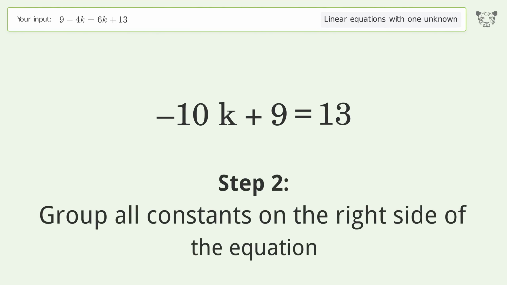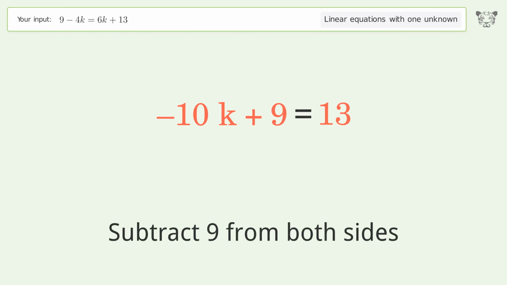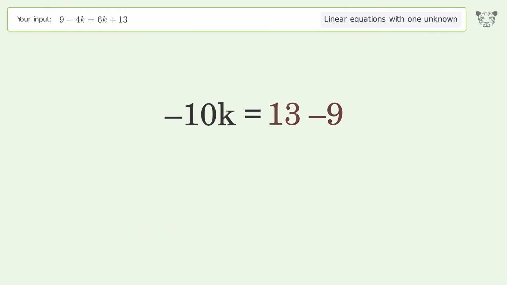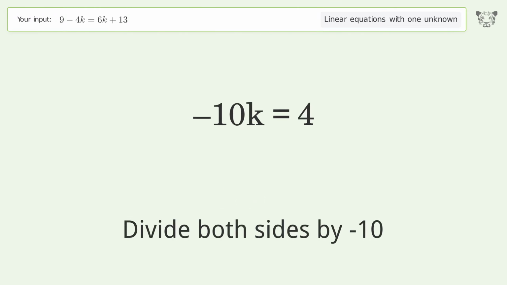Group all constants on the right side of the equation. Subtract 9 from both sides. Simplify the arithmetic. Isolate the k. Divide both sides by -10.